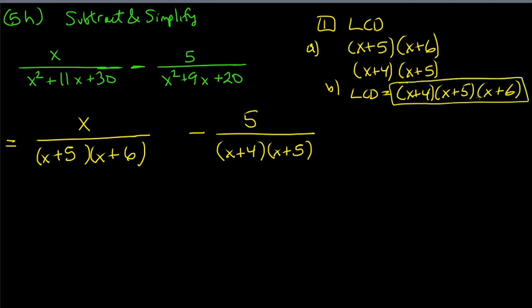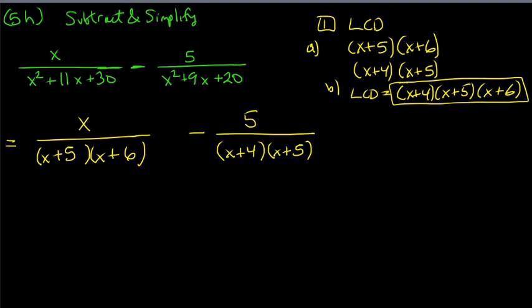So yeah, you can have x plus 6, x plus 4, x plus 5, any combination. But you have to include all three factors. If you said x plus 5, that's the GCF. We're not looking for the GCF here. We're looking for the LCD. So we have to include all the factors.